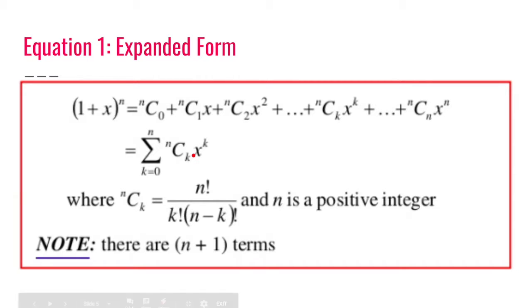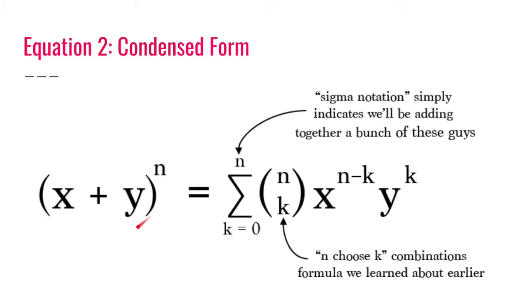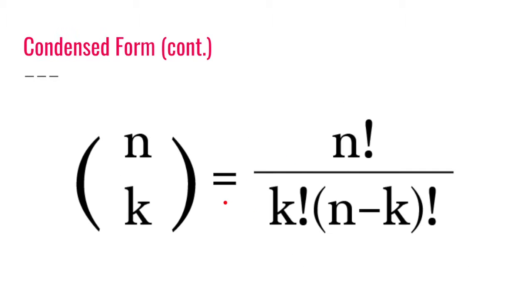Next, let's look at the condensed form. In other variables, a plus b means the same thing as x and y, so (x plus y) to the power n equals the sum from k equals 0 to n of n choose k times x to the power n minus k times y to the power k, where k again is equivalent to the term number, and x and y are the binomial, and n choose k has a factorial value that simplifies into n factorial over k factorial times n minus k factorial.